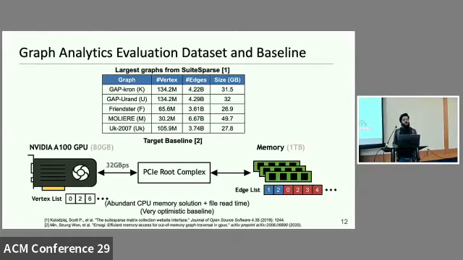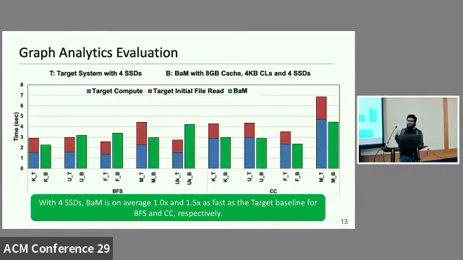We know that this is a very optimistic baseline as it assumes that there's abundant CPU memory for the entire data set. Here we plot the execution time for both BaM and the target system with 4 SSDs. BaM is either on par with or outperforms this more expensive system for 2 reasons. One, because BaM allows GPU threads to access data on demand, it completely eliminates the initial file read overhead. Second, these applications expose large amounts of data parallelism, allowing BaM to keep many I/O requests in flight and almost always saturate the GPU's PCI interface.